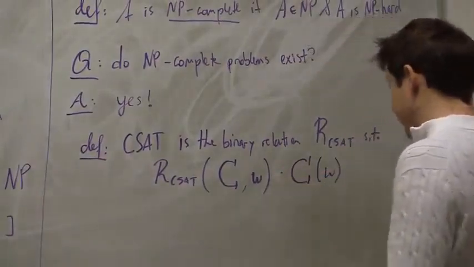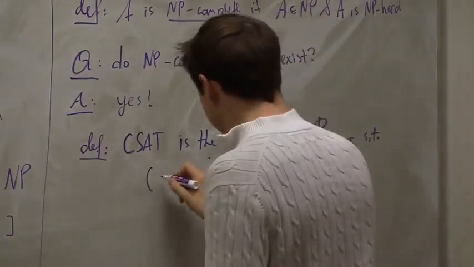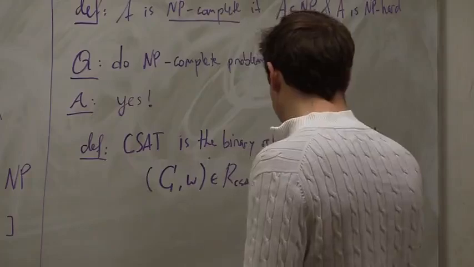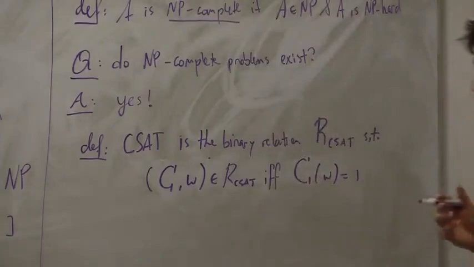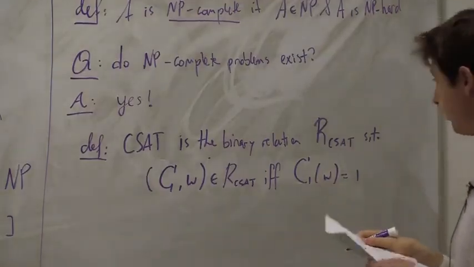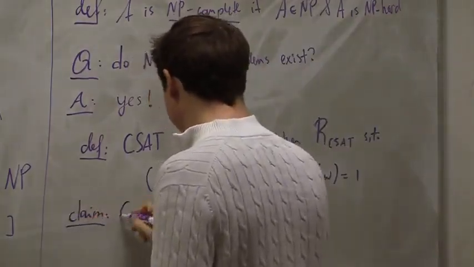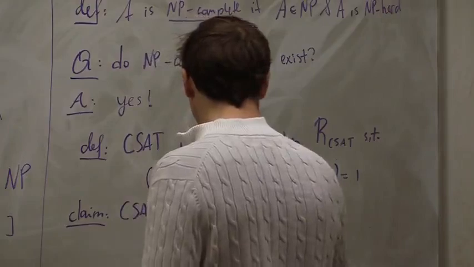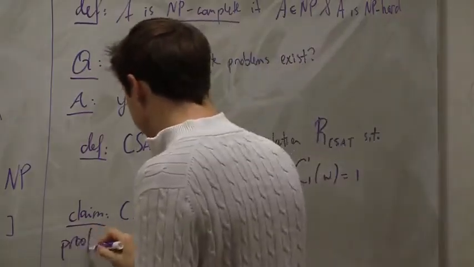Okay? So I'm actually going to write it in a different way. C and W is in R CSAT if and only if C of W equals 1. So if you have a Boolean circuit, you evaluate it on input W and get 1. Okay? So now we have a simple claim that CSAT is NP complete. And the proof is pretty straightforward.